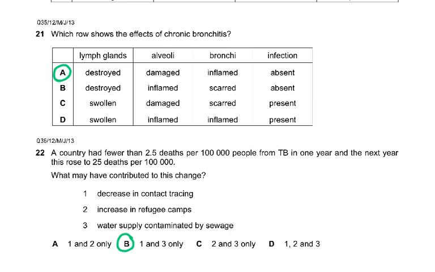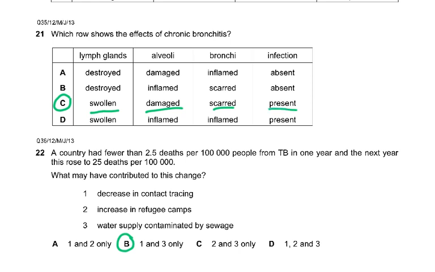Which row shows the effects of chronic bronchitis? Sorry, that's another question of gas exchange. Which row shows the effect of chronic bronchitis? Now, the answer to this was, as it says in the exam report also, the majority of candidates knew that the lymph nodes would be swollen. Just over half knew the alveoli would be damaged. So lymph glands swollen and alveoli would be damaged. So the rest is bronchi scarred and infection would of course be present.